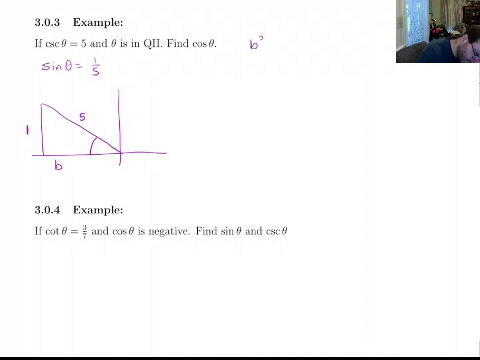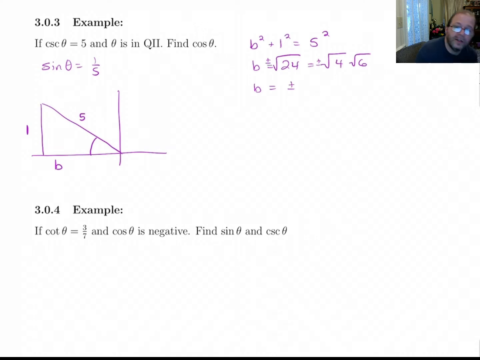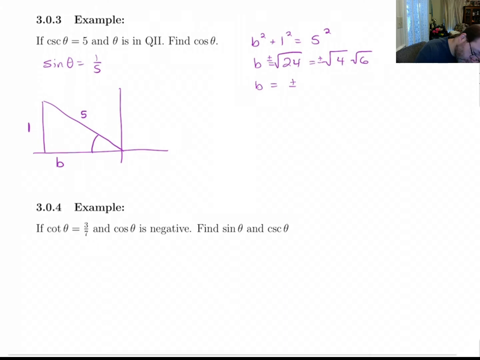B squared plus 1 squared equals 5 squared. So that gives me b equals, well, 25 minus 1 is 24, square root of 24. And I can break 24 up. The biggest perfect square that goes into 24 is 4. So let's factor this into square root of 4 times the square root of 6. So that gives me b is plus or minus, I should have had that on here as well, b is plus or minus 2 root 6.